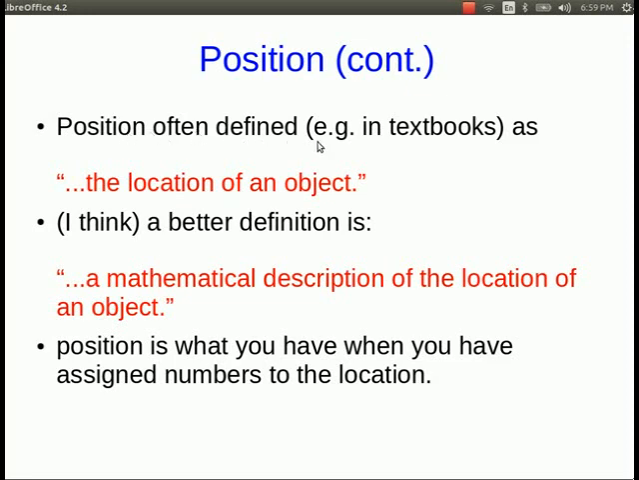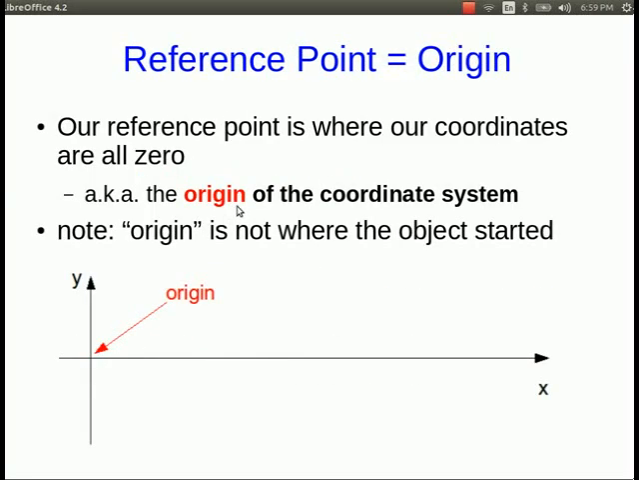In textbooks, a position is often defined as the location of an object, but I don't think that's a very good definition. You can ask me, "Where's the ruler?" and I can point at my desk and say, "Right there." And I've told you the location, but I haven't told you the position. If I tell you instead 20 centimeters left of my coffee mug, then that's a position. A position is what you get once you've assigned numbers to a location.